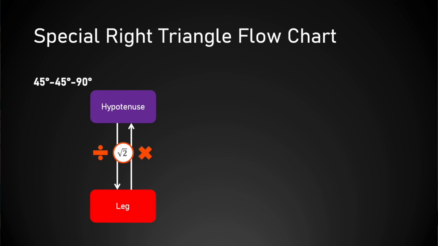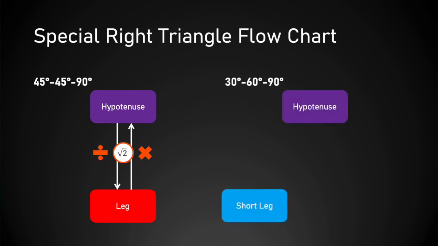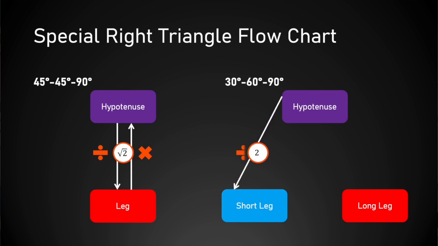For a 30, 60, 90, I have a hypotenuse, short leg, and long leg. The hypotenuse and short leg are related by 2. If I have the hypotenuse and I want the short leg, I'll divide by 2. And if I have the short leg and I want the hypotenuse, I will multiply by 2. The short leg and long leg are related by the square root of 3. If I have the short leg and I want the long leg, I have to multiply by the square root of 3. If I have the long leg and I want the short leg, I have to divide.